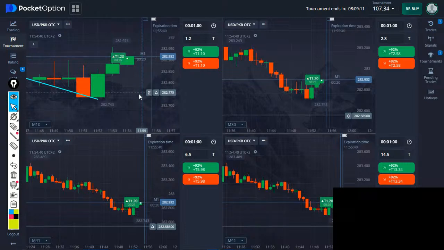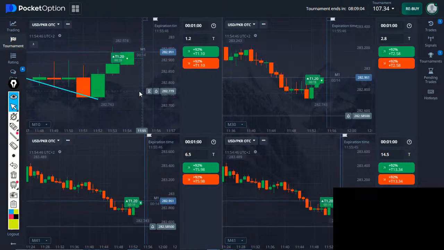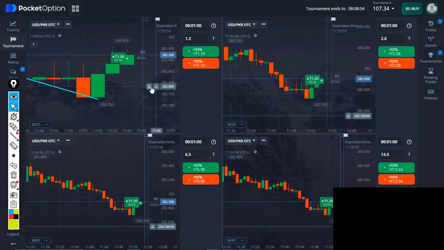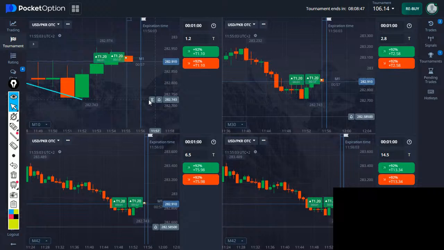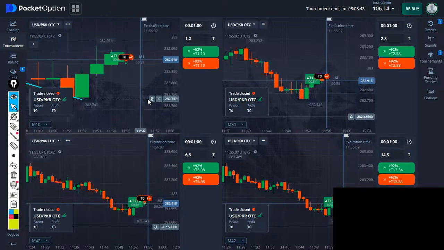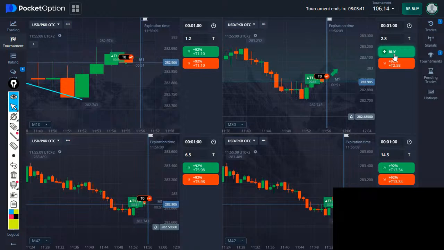Let's see. Beautiful push. Come on, we need a slight decent push to the upside. We will secure this one as well. Come on. Beautiful. Come on. Take a buy here. Okay, so we lost the first one. I should have taken it 2.8. No problem.